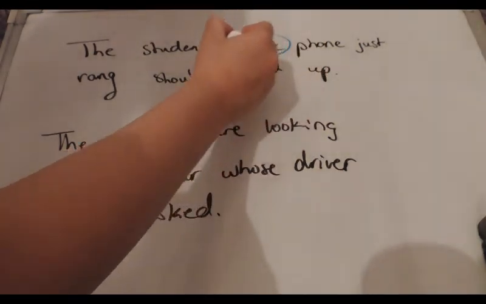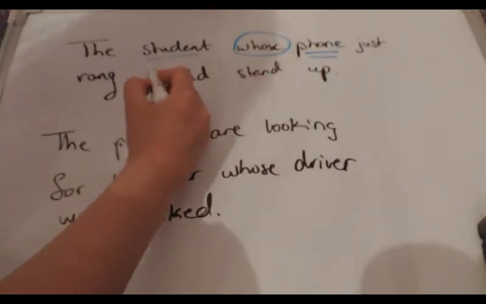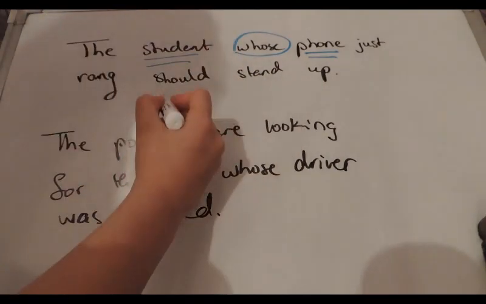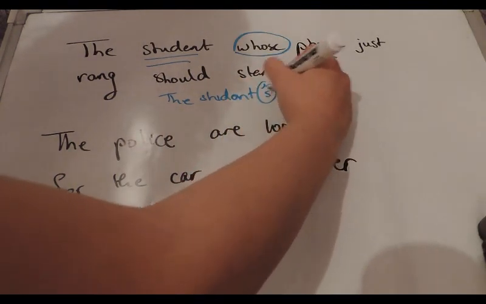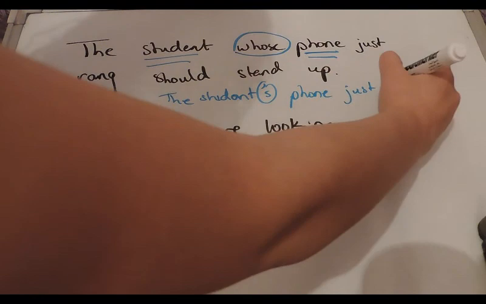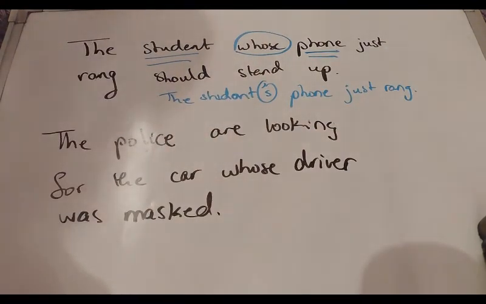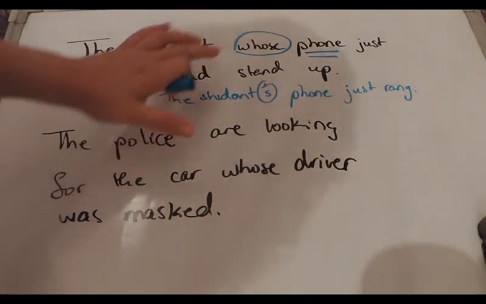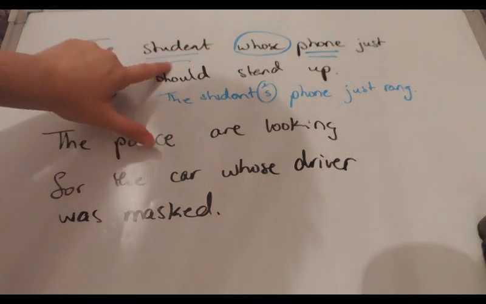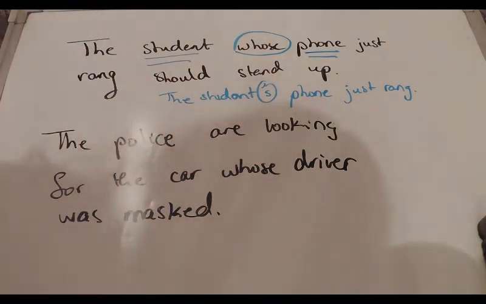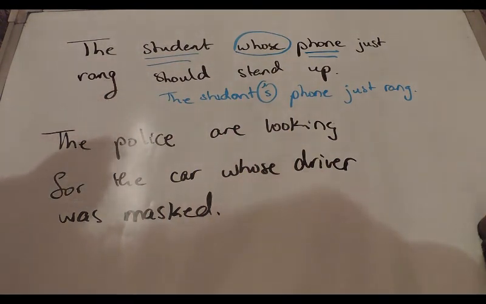Whose here relates the phone to the student. It is just like saying that the student's phone just rang. So if I want to say whose, then I am bringing together, I am belonging this phone to the student, because the phone is for the student. So I use whose to connect phone to student.